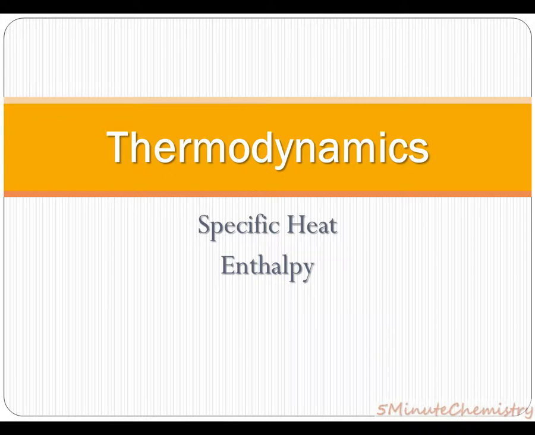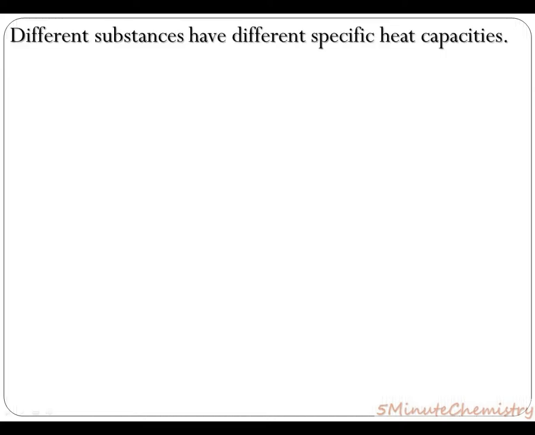All right, we're going to be wrapping up thermodynamics now. We'll be talking about specific heat and enthalpy. So first thing to keep in mind is that different substances have different specific heat capacities. What we need to understand about that is either specific heat or heat capacity as it may be referred to. This indicates the ability of a substance to heat up or cool down.